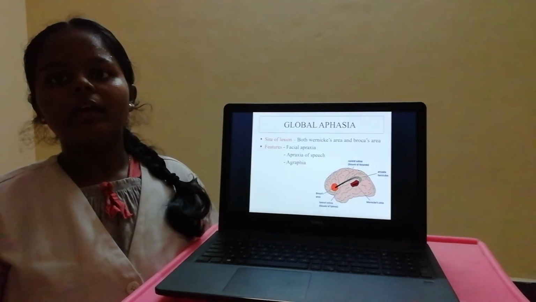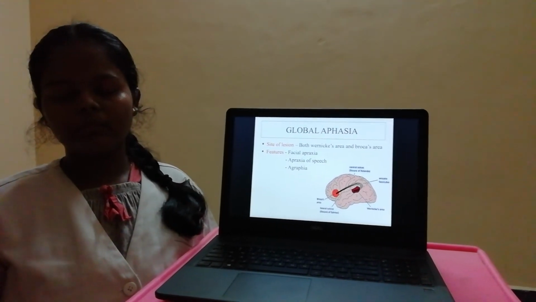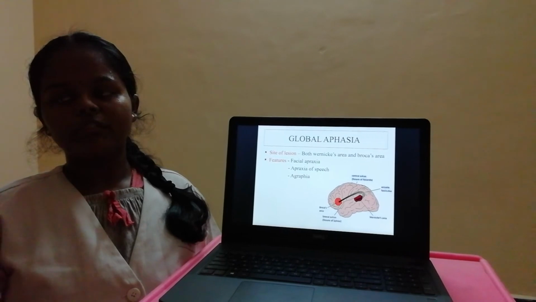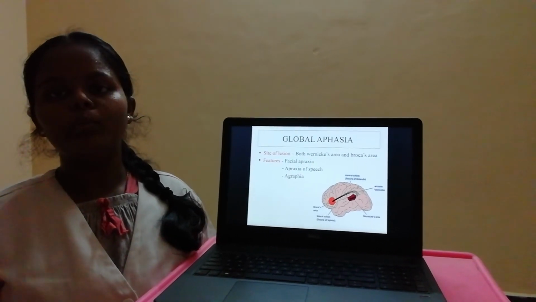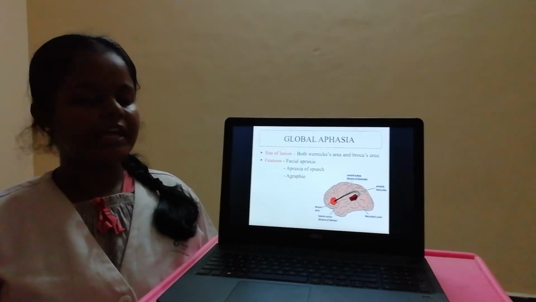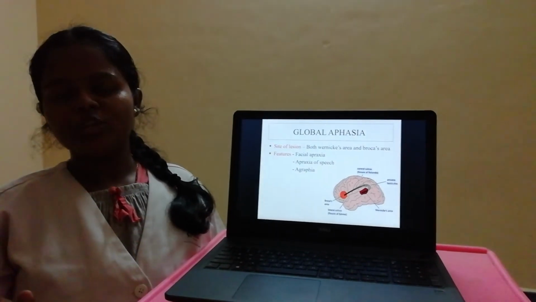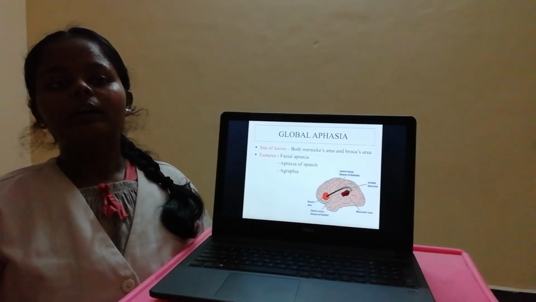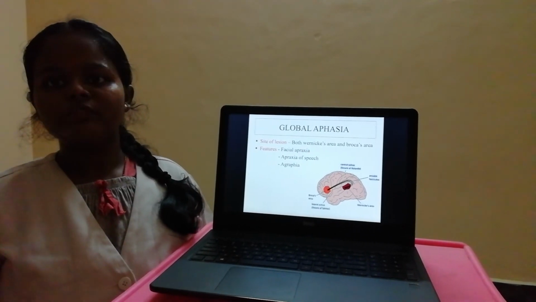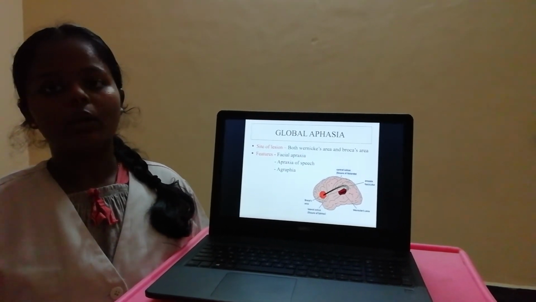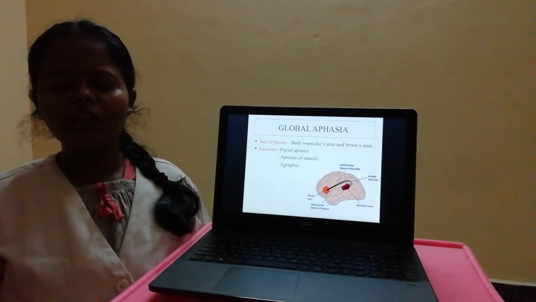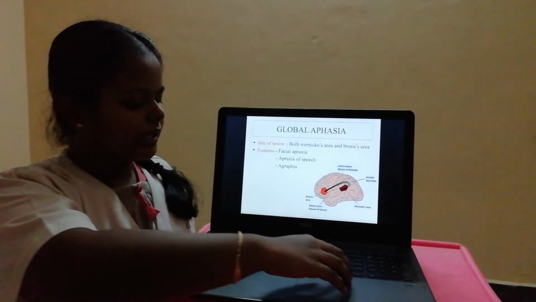Facial apraxia is the involuntary coordination of the facial and lip movements such as whistling, coughing, etc. Now, apraxia of speech, the brain knows what it wants to say, but it cannot plan a sequence of sound movements, so the patient will not produce any sounds. Agraphia, it is again the inability to write.